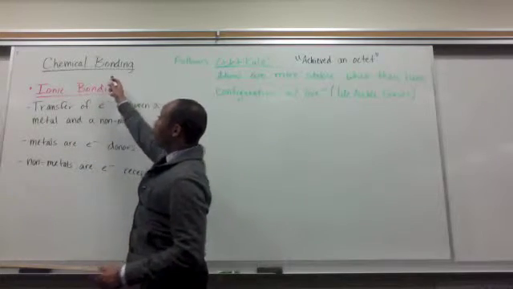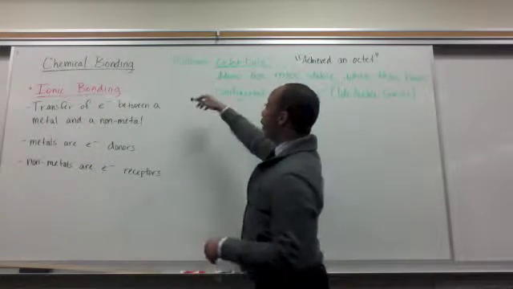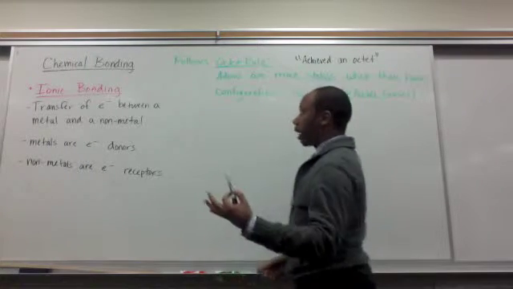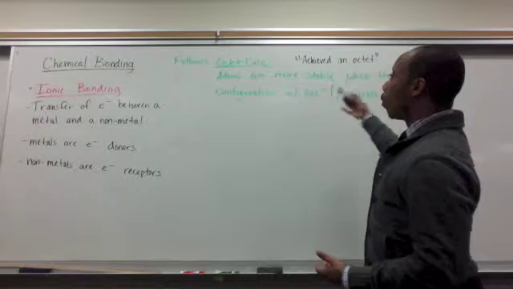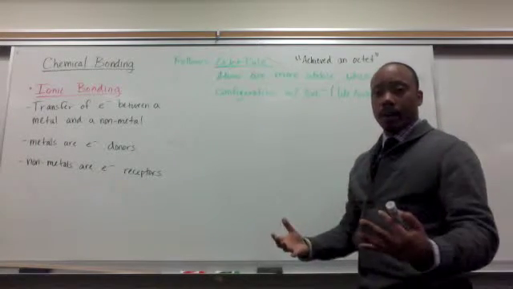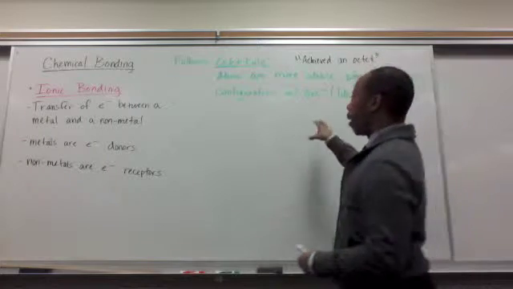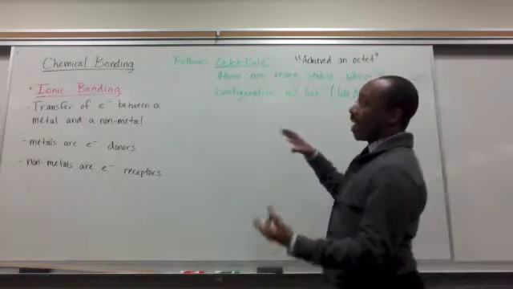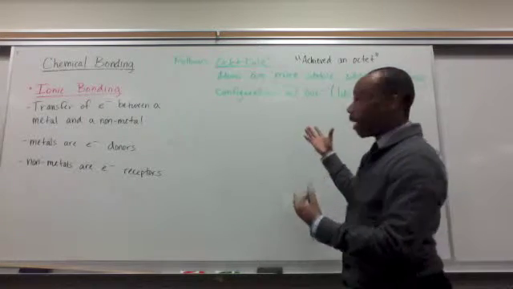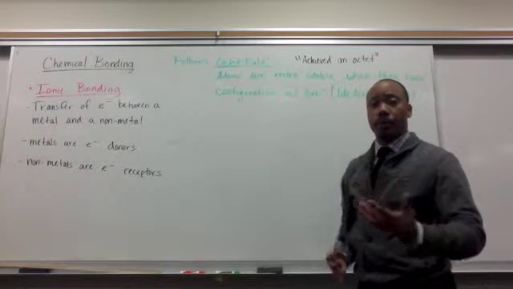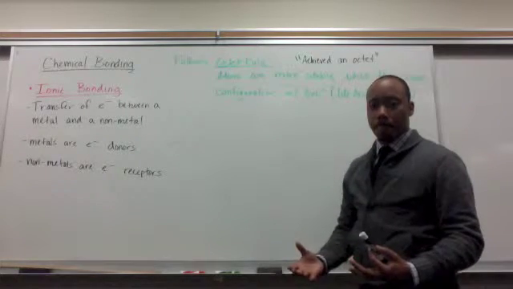So chemical bonding follows the octet rule, which we went over in class, which states that atoms are more stable when they have configurations that resemble that of a noble gas, so having 8 valence electrons in their outermost energy level. When an atom reaches this state, we oftentimes say that it has achieved an octet. That's a phrase you'll hear me throwing around, so be familiar with that.